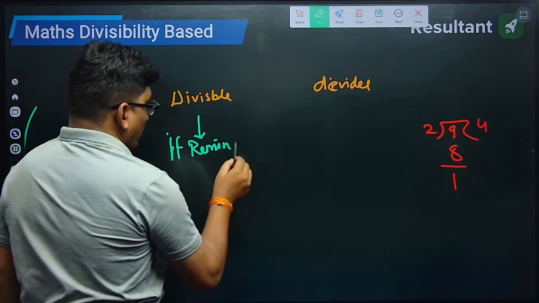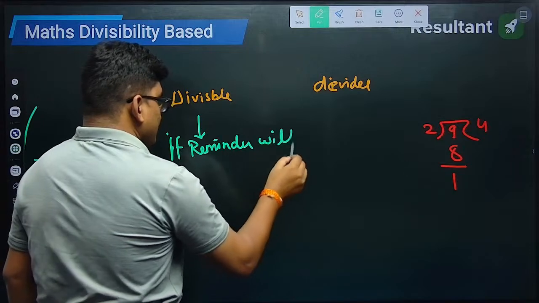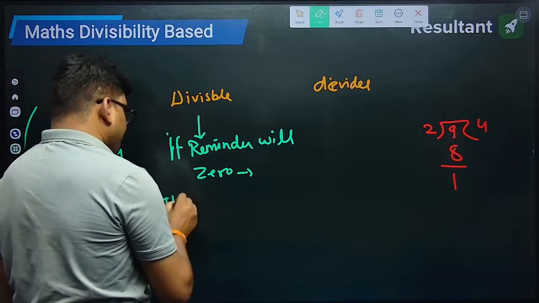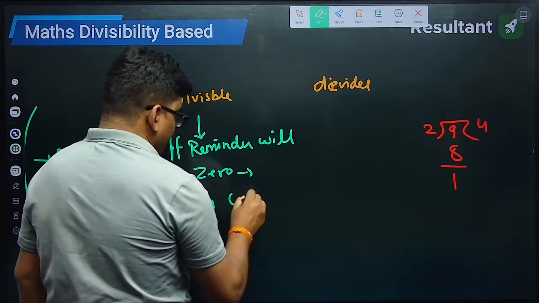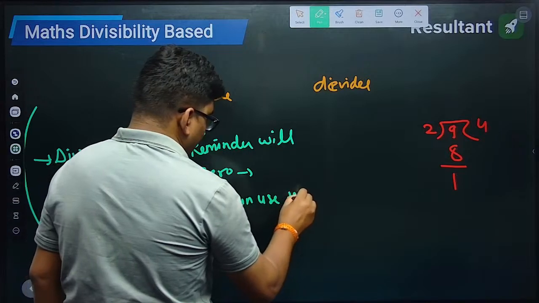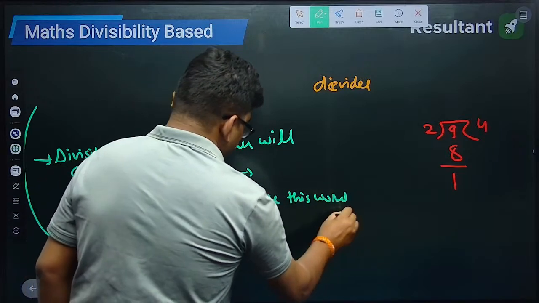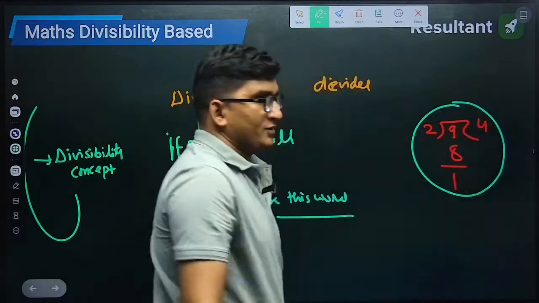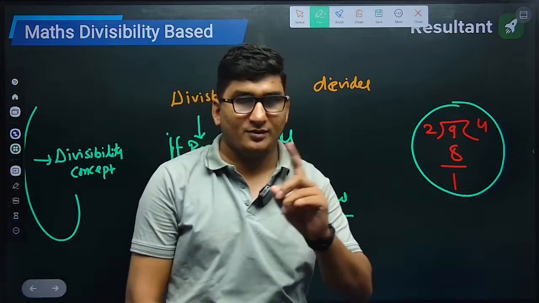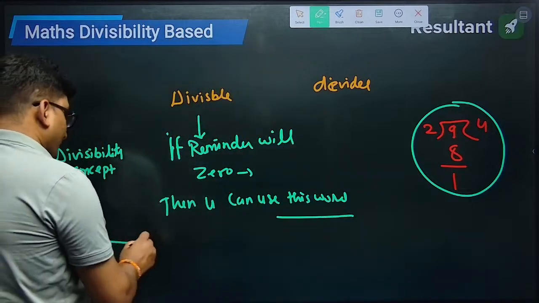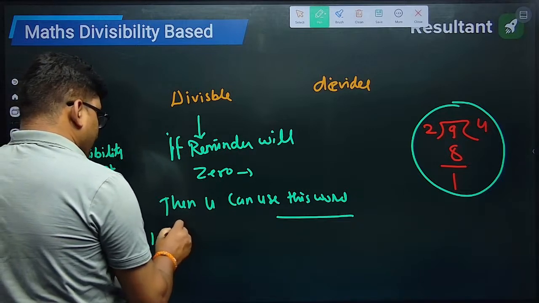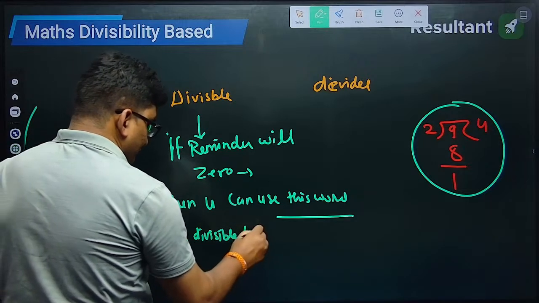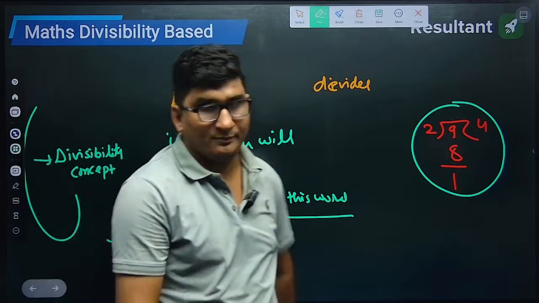If the remainder will be 0, then you can use this word. It means you cannot say that 9 is divisible by 2, but you can say one thing here: 10 is divisible by 2. Correct. So please focus on that.